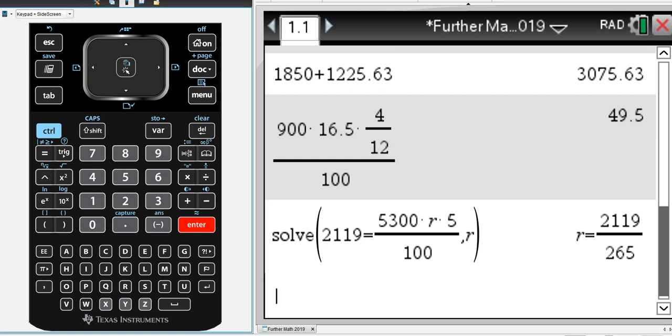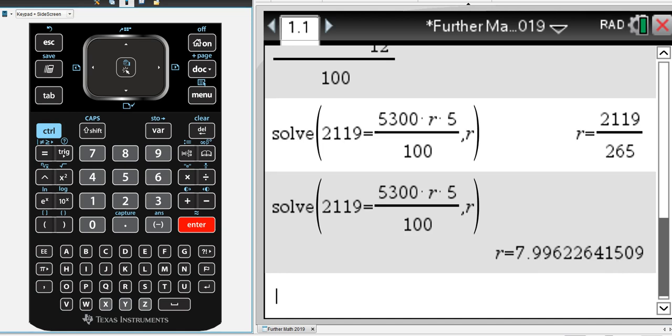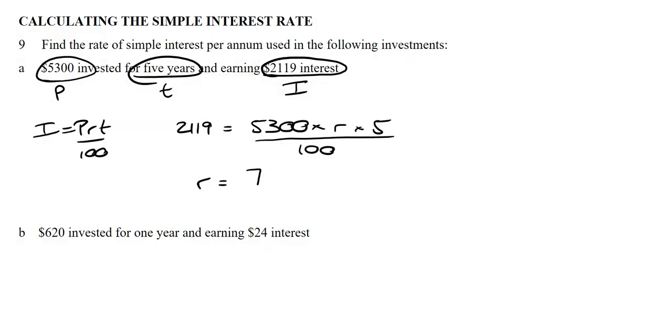Now it's given me this funky looking fraction, but of course I would prefer it to be in decimals. So press Control Enter and I get 7.996%. So we go back, we get 7.996%. Something like that. So you have a go at 9b and see if you can get it right, and pause the video again, do 9b, come back and see if you get the answer.